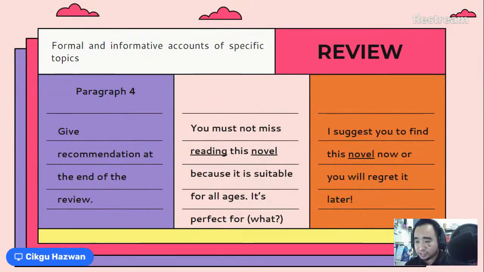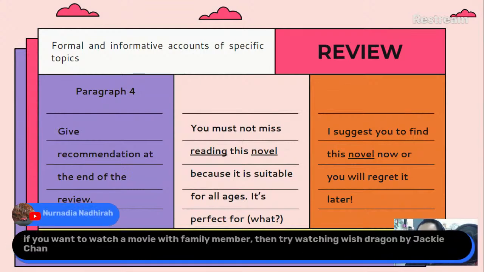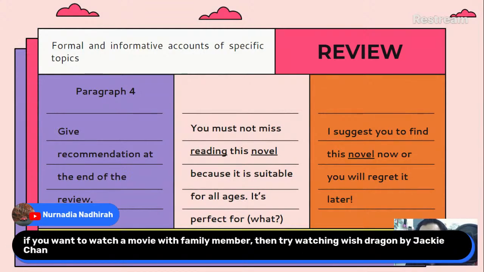Next. Give recommendation at the end. Just now, apa tadi? Hobbs and Shaw, for example. Okay. You must not miss watching this movie because is it suitable for all ages? The action pack, is it suitable? Okay. You must not miss watching this movie because it is packed with actions. It is perfect for siapa? Perfect for teenagers, or it's perfect for binge watching ke. Okay. Or if just now mentioned about family kan, mana ya family movie tadi? Okay. This is a good thing to be a good sample to be included in this one. You must not miss watching this movie because it is suitable for all ages. It is perfect.